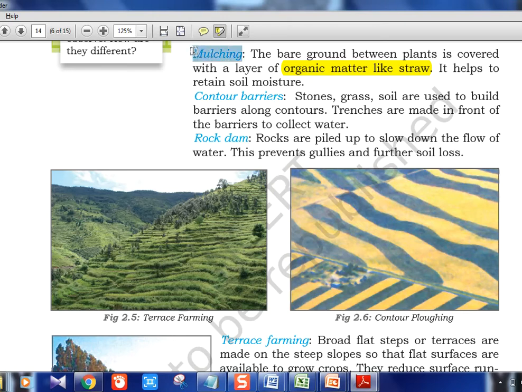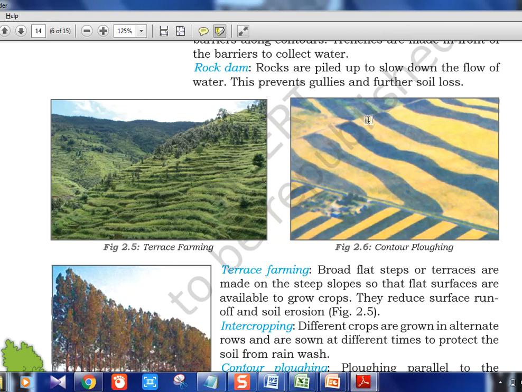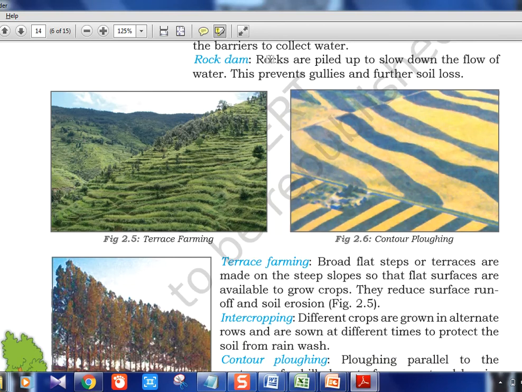So that is mulching. You should know this, it has been asked. Contour barriers: stones, grass, and soil are used to build barriers along the contours. Contours means boundaries. Along the boundaries, these things are used to build barriers. Trenches are made in front of the barrier to collect water, so water will be collected there. That is contour barriers. Rock dam: rocks are piled up to slow down the flow of water. This prevents gullies and further soil loss. So it is just rock dams.